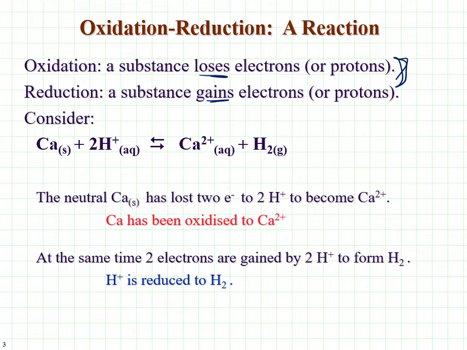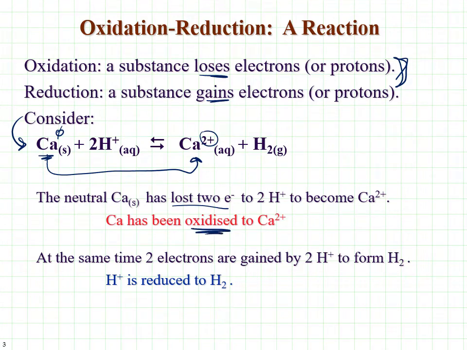Looking at this reaction here, we are going to consider calcium and hydrogen ions interacting. This calcium is starting neutral, it has a zero charge, it's going to lose 2 electrons, and that's how it becomes calcium with a +2 charge. It lost 2 electrons. If it lost electrons, it was oxidized.